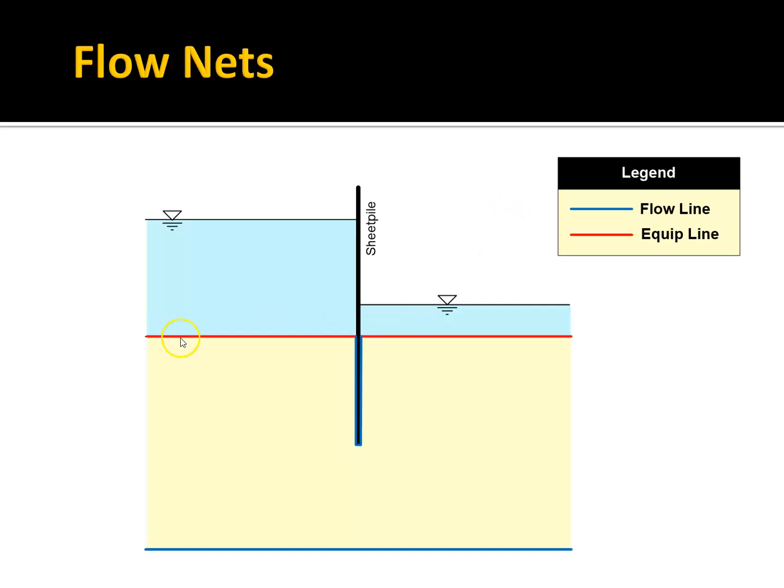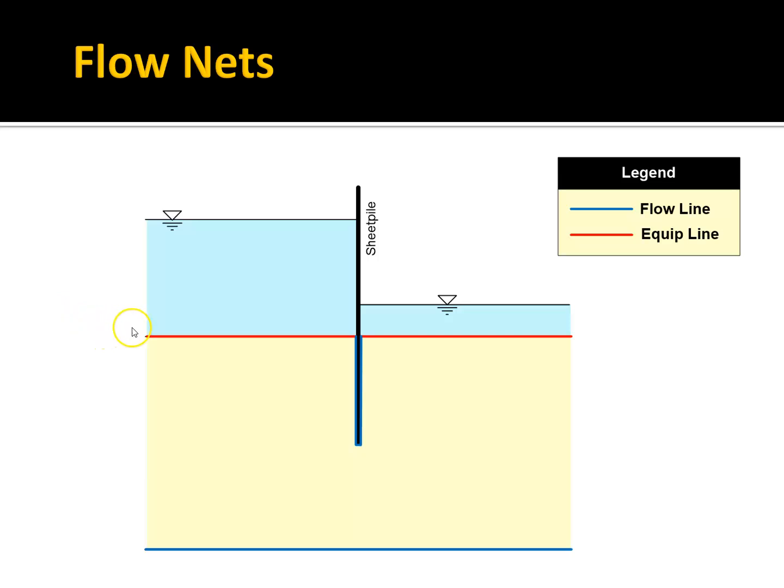A flow line is a line that the water flows parallel to. The edge of this sheet pile, as you go down one side and up the other side, is a flow line because water is going to flow parallel to that. And down at the bottom, this impermeable boundary is another flow line because the water will flow parallel to that. It will not cross that boundary.